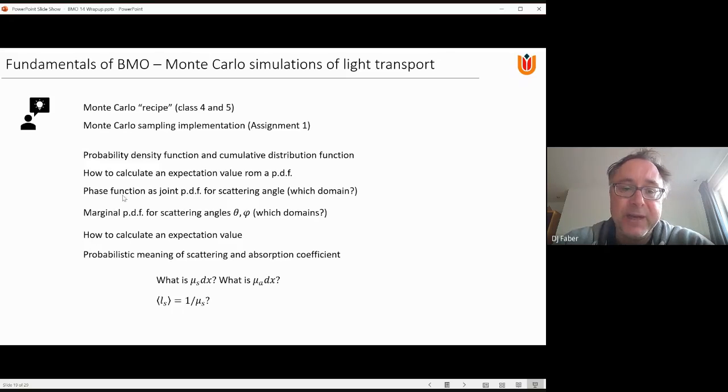Then you should also know that the phase function is what's called a joint probability density function for scattering angles. It describes the probability of scattering into angles theta and phi, with domains theta from 0 to pi and phi from 0 to 2 pi. So that is the formal definition of the phase function. For Monte Carlo sampling, we don't sample it at once. We split the phase function into 2 so-called marginal probability density functions, one for theta, one for phi. So how do we do that? What are the domains there? Apparently, I thought that calculating an expectation value is really important because it pops up again.